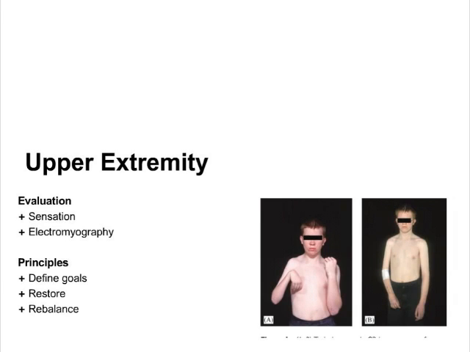And your principles of managing any lesions in the upper extremity and indeed the lower extremity: one, to define goals and look at what exactly you're intending to achieve and whether the patient and usually their parents are realistic about what's going to be achieved. Two, to restore the normal position of joints and posture, and then to rebalance and minimize the chance of recurrence of contraction. There's a child pre and post bilateral surgery.